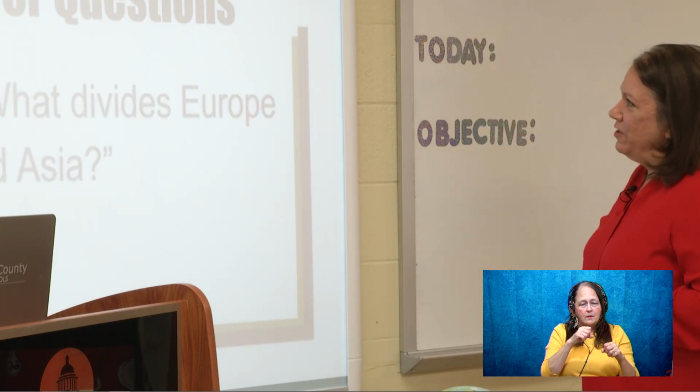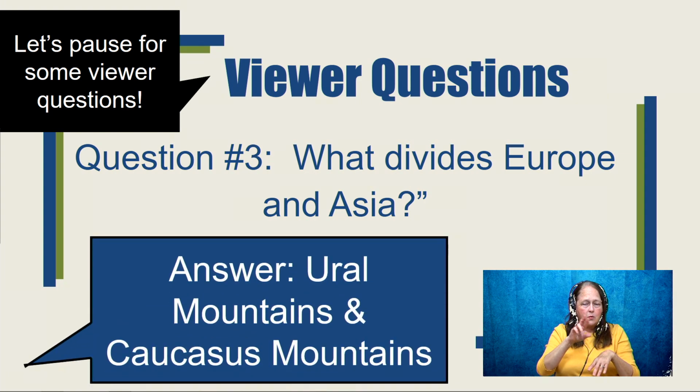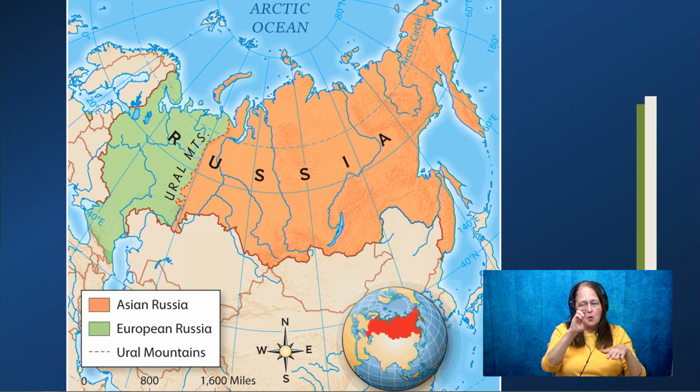So a last question for viewers, question number 3: what actually divides Russia and Asia? Have you ever wondered that? Well, the answer, generally speaking, is the Ural Mountains and the Caucasus Mountains. This map shows Russia and how part of it is on the west side of the Ural Mountains, but most of Russia is found east of the Ural Mountains.